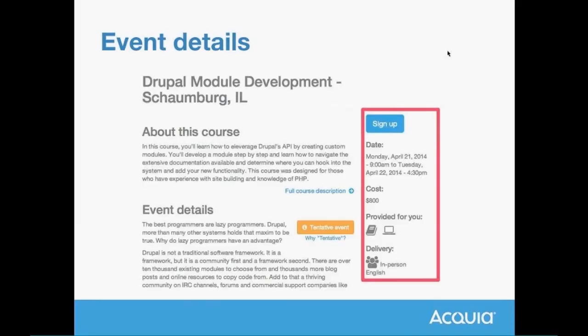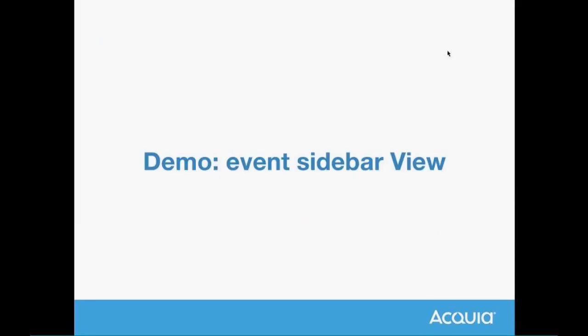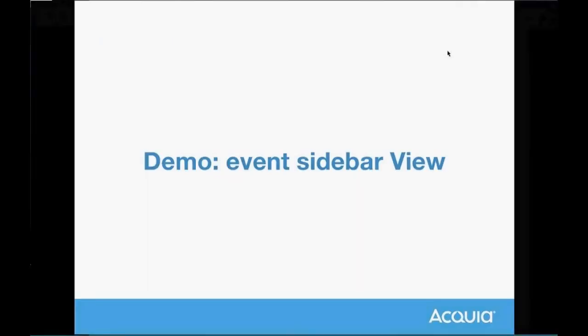All right, so like I said, event details. This is actually a block created by views, and the view actually just pulls in the fields from the node that it's actually on at the moment and throws them into a block. So let's have a look at how that view is built.